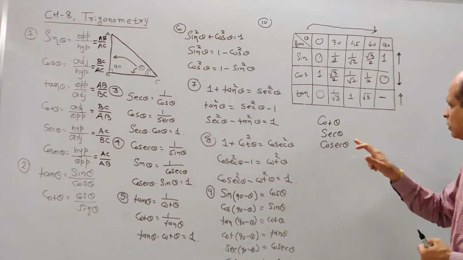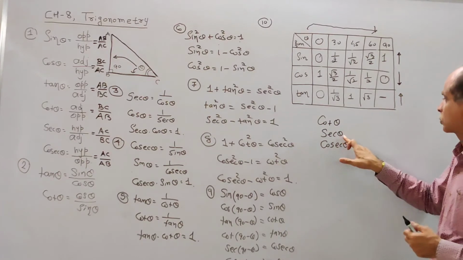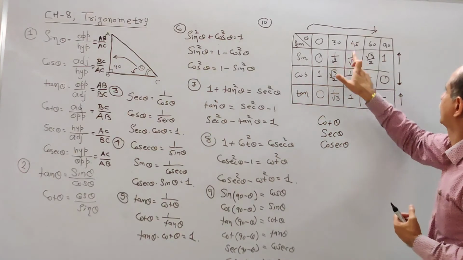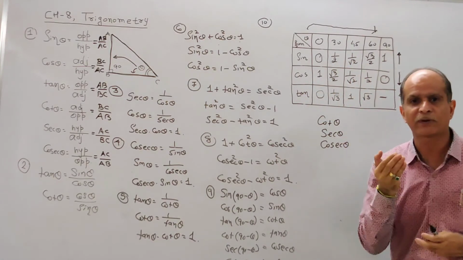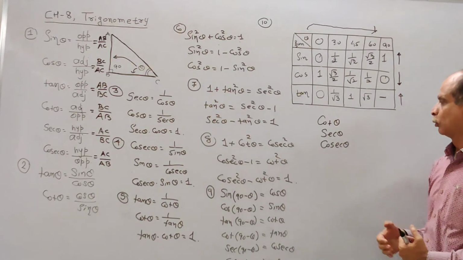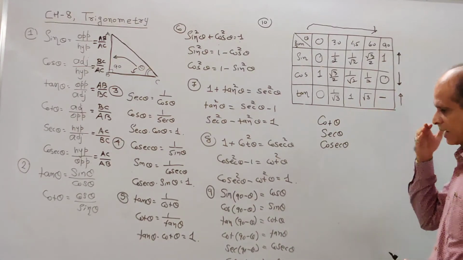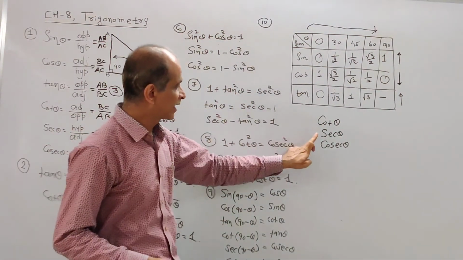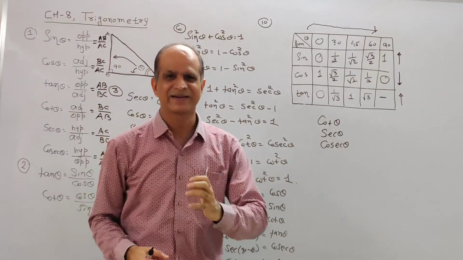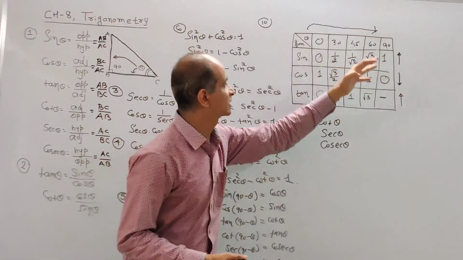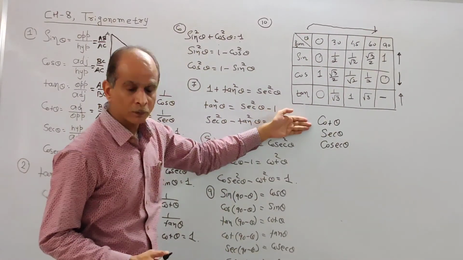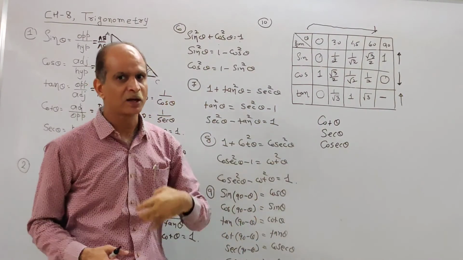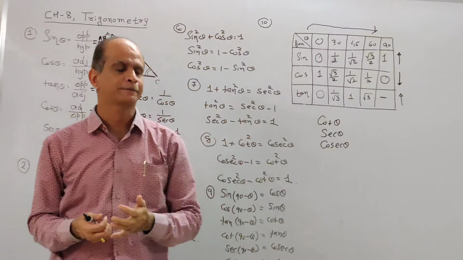Similarly, let me take one value, sec 45. Sec means inverse of cos 45. So cos 45 is 1 upon root 2. Therefore, sec 45 is root 2 by 1. So, to find the value of cot theta, sec theta and cosec theta, you have to find the inverse of tan theta, cos theta and sin theta respectively. So, if you recall this table, you can easily find the values of the trigonometric functions cot theta, sec theta and cosec theta for different values of theta.